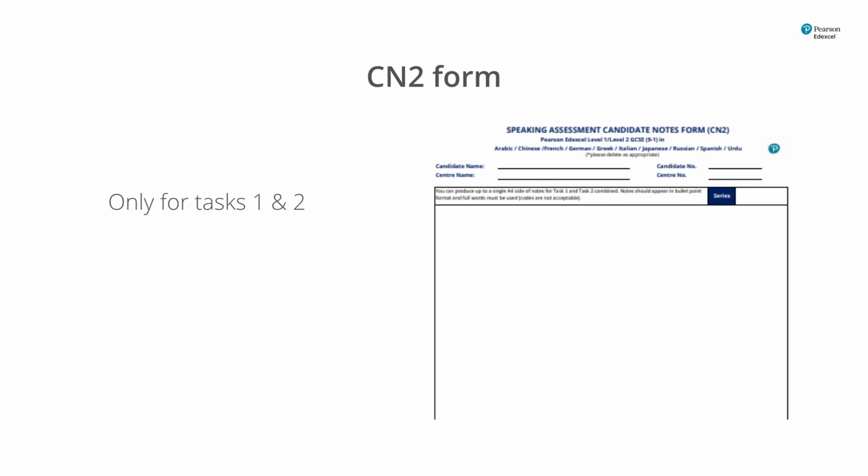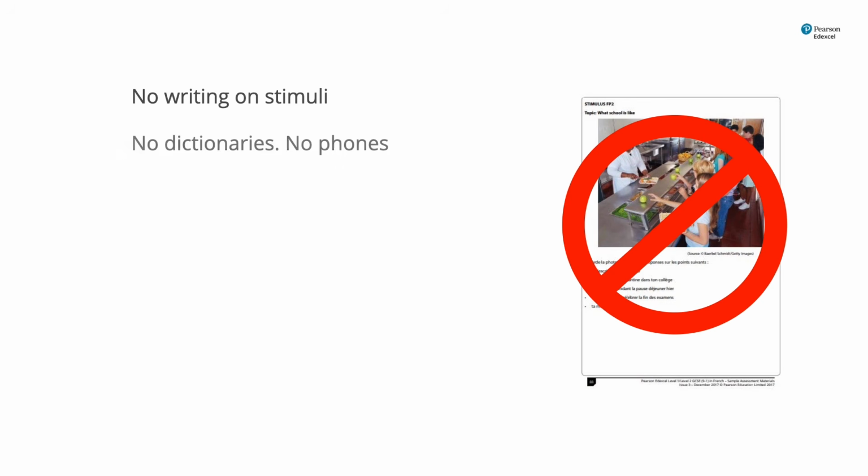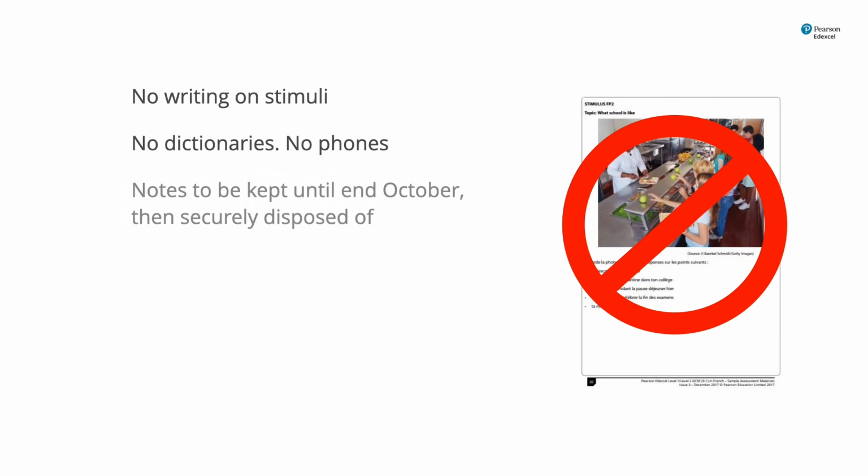Candidates may refer to these notes during the exam for tasks 1 and 2 only. Candidates should not read out full sentences, but use their notes for reference only. Candidates must return the notes and the stimuli after completing task 2 and before starting task 3. Candidates must not write on the stimuli. Candidates must not have a dictionary or any other resource with them at any point. All notes must be kept by the centre until the end of October in the year of assessment, after which time they should be securely destroyed.